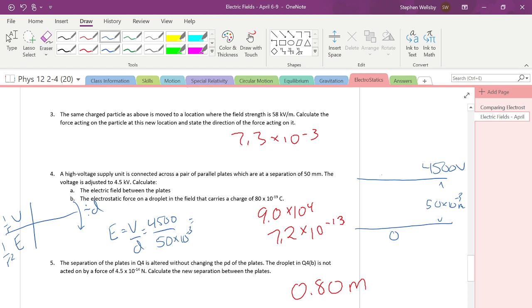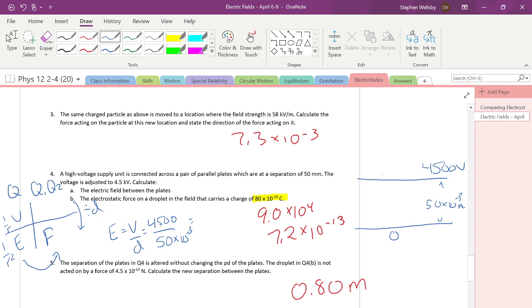Okay, so that's the first part. Now for part B, what is the force on a droplet in the field that carries a charge of this? So now we look back at our square, and we know that these ones are, sorry, not M now, I'm getting confused. This is Q, this is Q1, Q2. So in order for me to go from field to force, mathematically, what do I need to do?